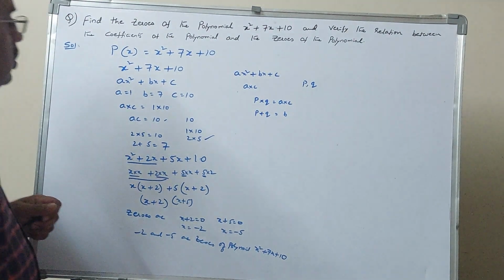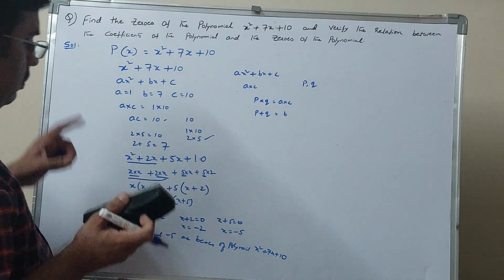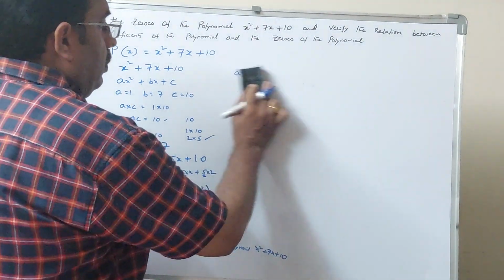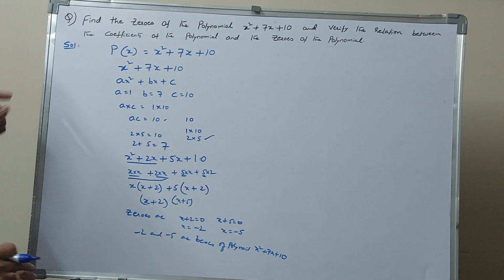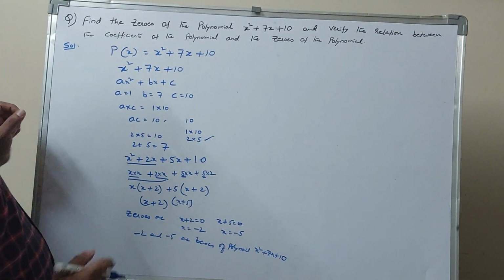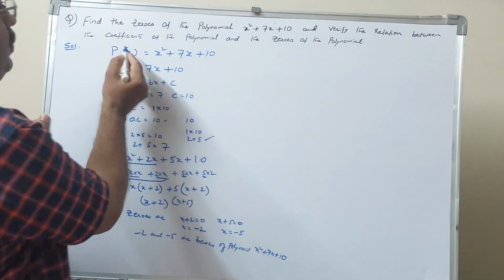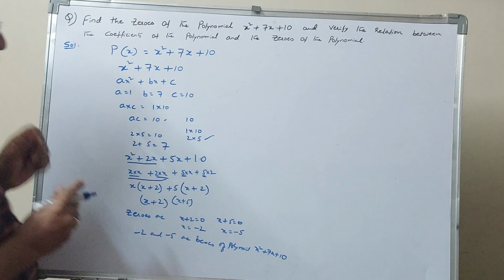Okay na? Pause the video to note it down. Next, we got the zeros. So find zeros. You got the zeros here. Verify the relation between the coefficients of the polynomial and zeros of the polynomial.